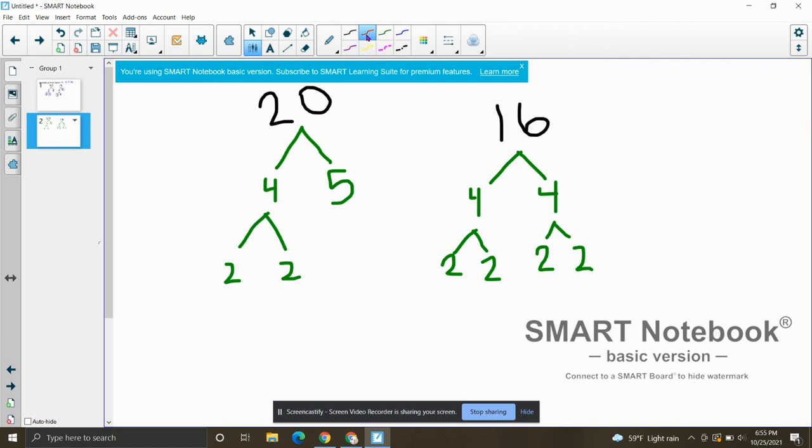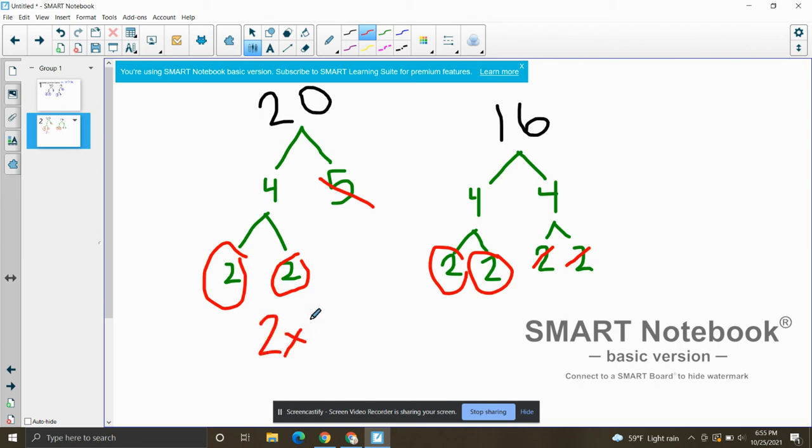So now we've got to find the common factors. Well, this one has a 2. This one has a 2. There's one more 2, so we have another 2 on this side. 5, although it's a prime factor, is not common in 16, as well as the other 2s as prime factors. They have no match on this side, so they're not going to work. So our greatest common factor here is 2 times 2, because 2 of them are circled, which gives us 4. So 4 is our greatest common factor of 20 and 16.